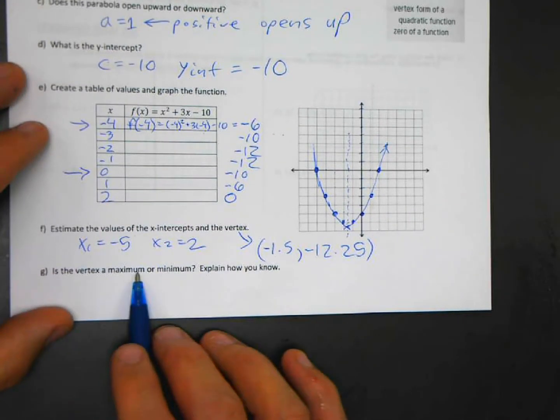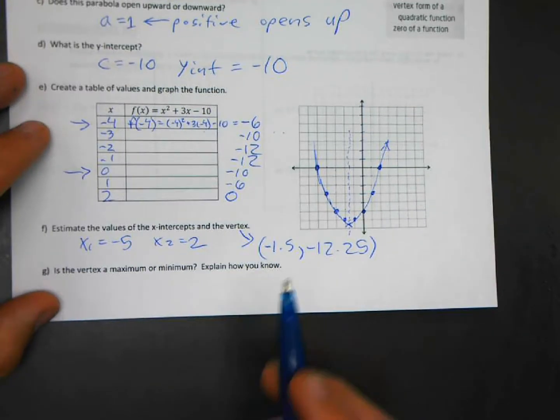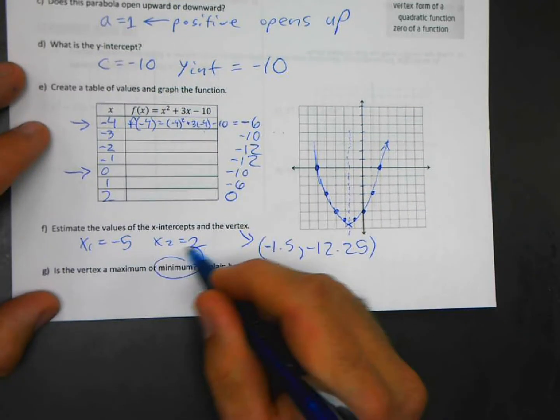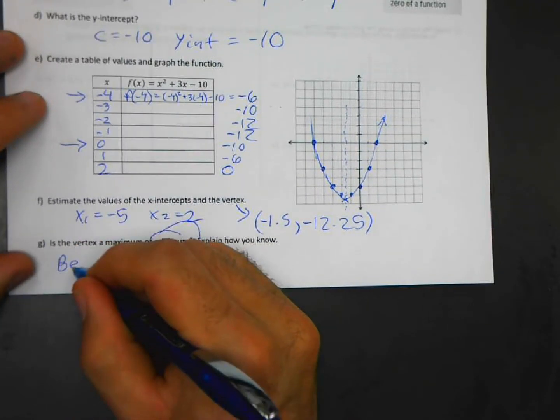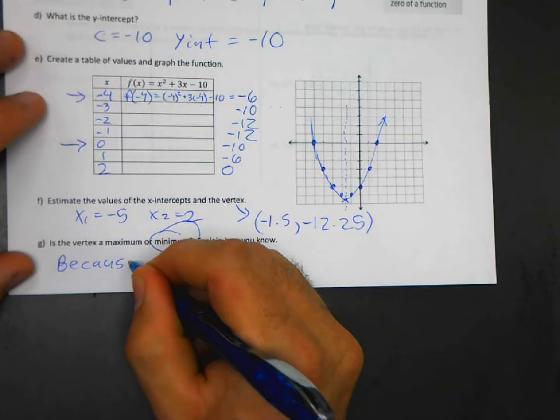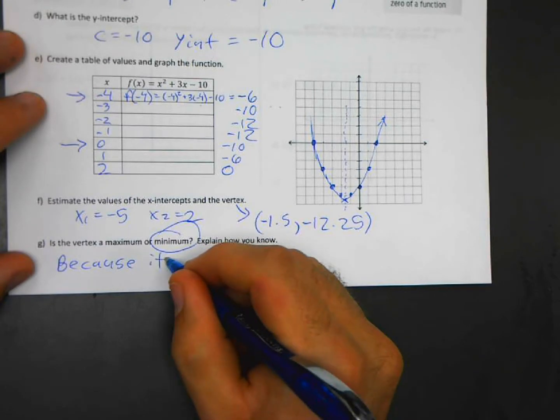Is the vertex a max or a min? Explain how you know. Well, it's a minimum, and we're going to say it's because it's the lowest point.